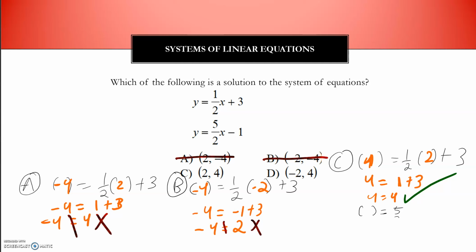So I'm going to set it up again. 5/2 x minus 1, and 4 is y and 2 is x. 4 equals... So 5 over 2 times 2, that's going to be 5, minus 1. 4 equals 4 again. And there you have it. C is the solution. Because C worked in both equations, we don't need to test answer D, because there's only one solution.